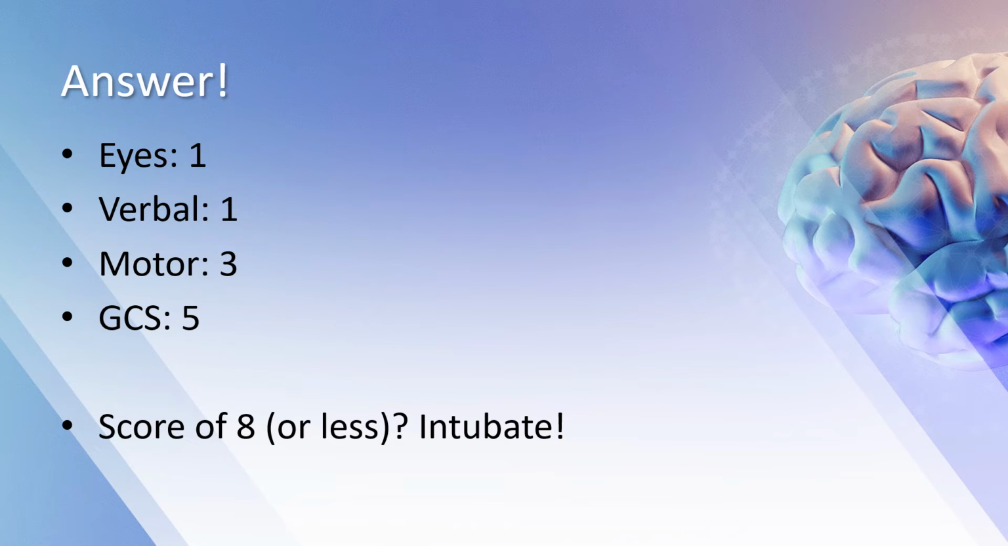Okay, did you get it right? The eyes are a 1 because there was no response. The verbal is a 1 because there was no response. And the motor is a 3 because he did the abnormal flexion, or the decorticate response. So his total would be a 5, which, unfortunately for this patient, a score of 8 or less, intubate.